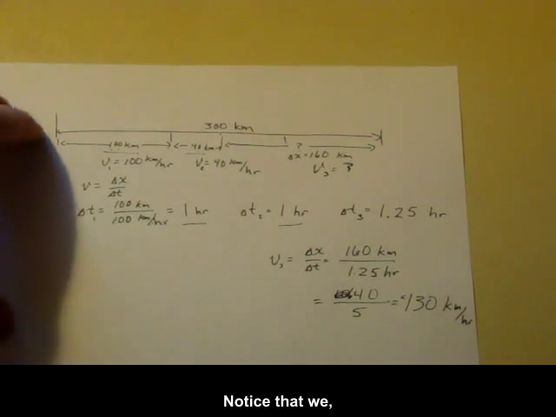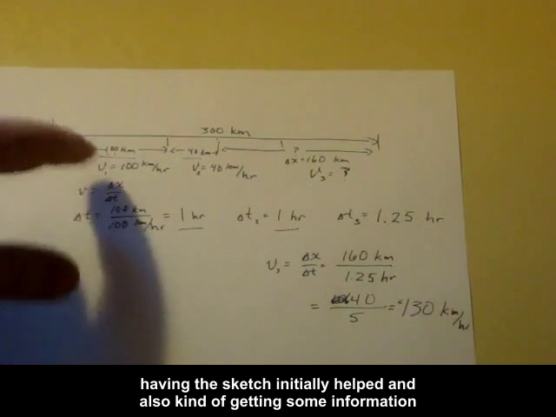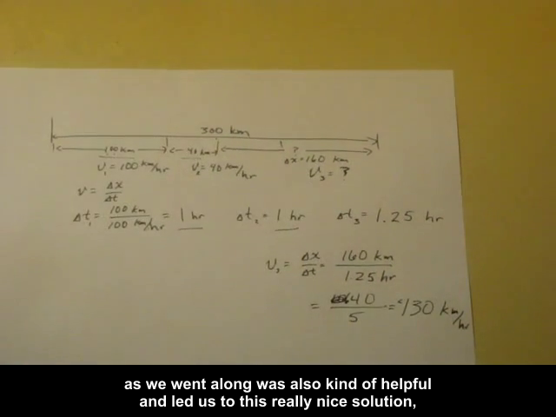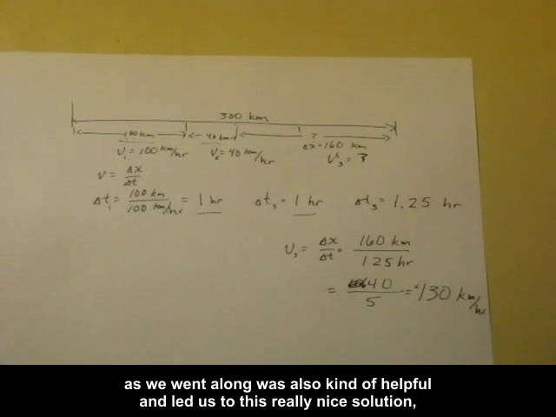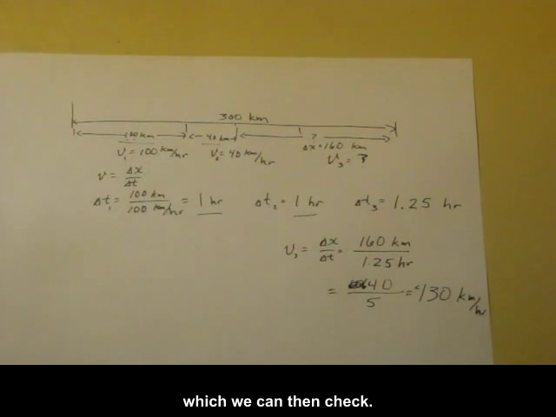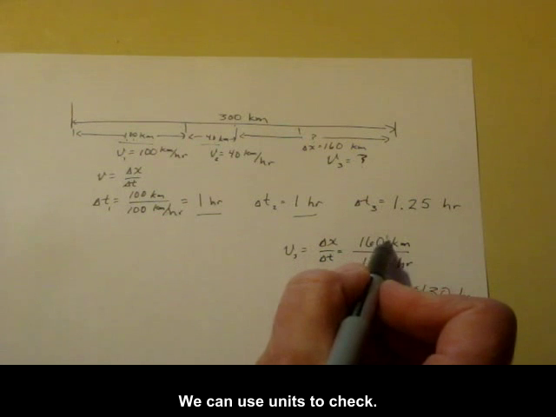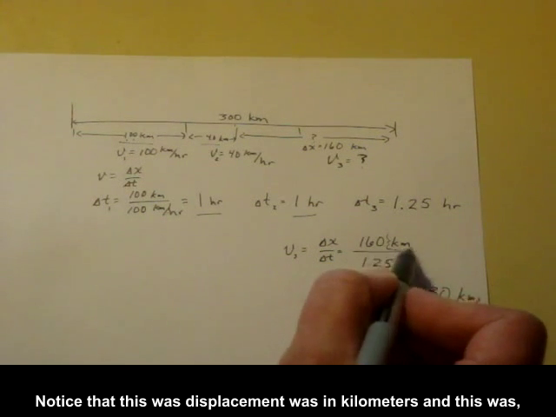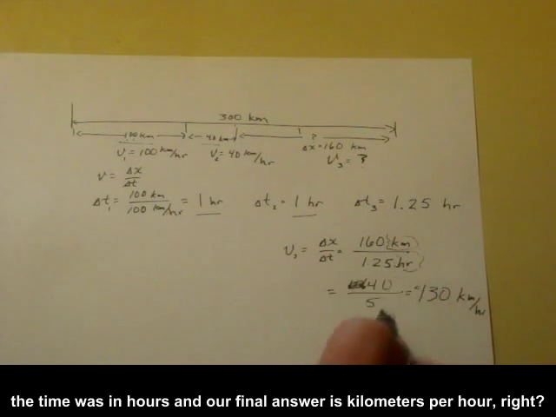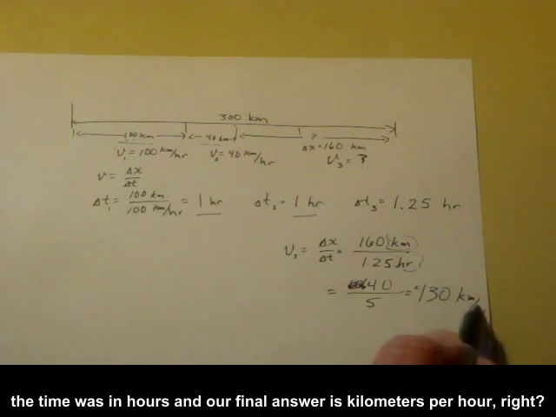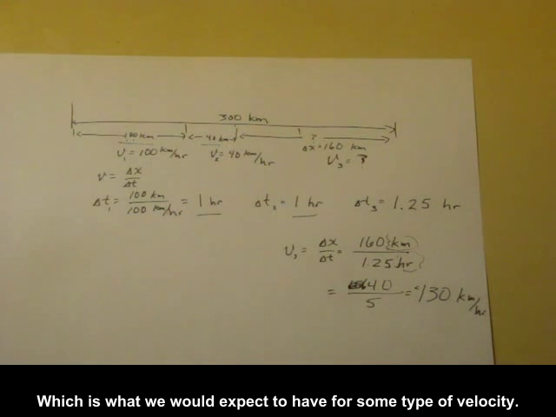Notice that having the sketch initially helped, and also getting some information as we went along was helpful, and led us to this really nice solution, which we can then check, right? We can use units to check. Notice that the displacement was in kilometers, and the time was in hours, and our final answer is kilometers per hour, right? Which is what we would expect to have for some type of velocity.